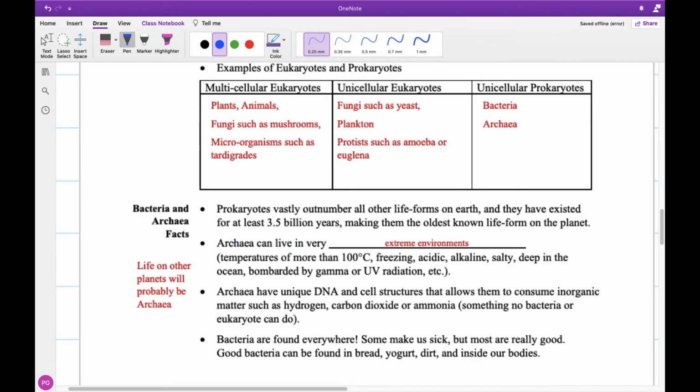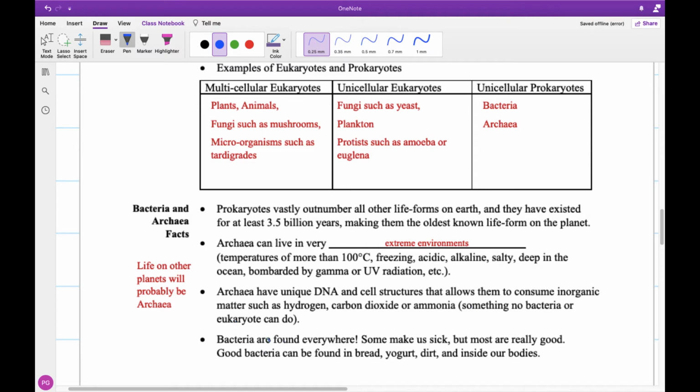And archaea are a specific type of these prokaryotes that can live in extreme environments. Very hot, freezing cold, acidic, alkaline, which means basic, salty, deep in the ocean, bombarded by all sorts of radiation. And this is because they have unique DNA and cell structures that allow them to consume all types of different organic or inorganic matter and survive in these extreme conditions, something no bacteria or eukaryote could do.